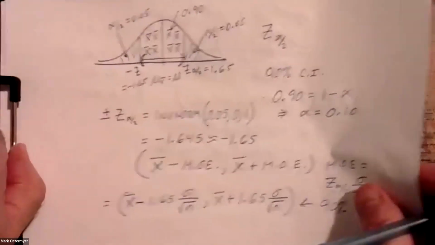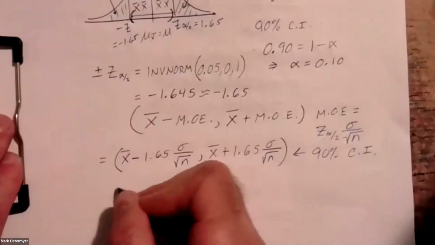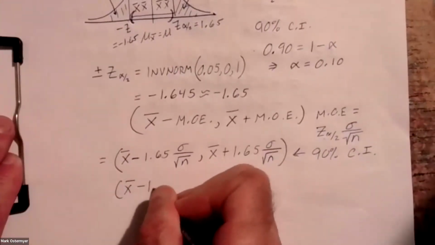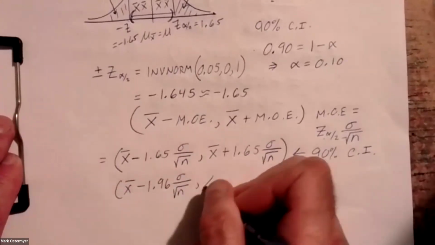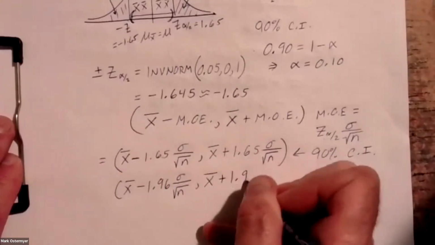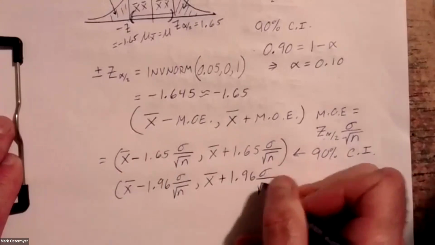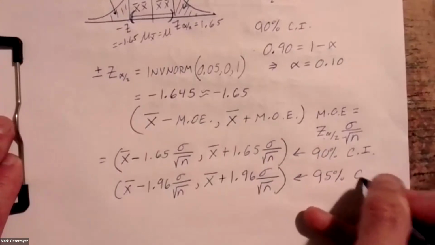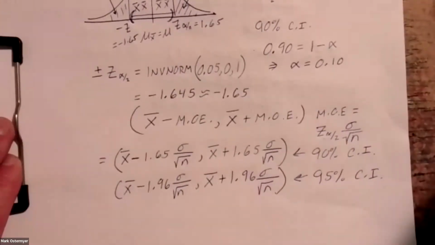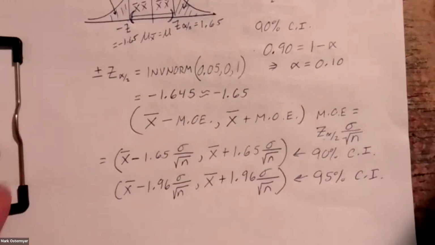So therefore, our 95% confidence interval is going to be the sample mean minus 1.96 times the standard deviation of the population divided by the square root of the sample size, to the sample mean plus 1.96 times the standard deviation of your population divided by the square root of the sample size. This is what a 95% confidence interval is going to look like. Anybody see that there? Finally, for a 99% confidence interval, what would be our critical z-values?